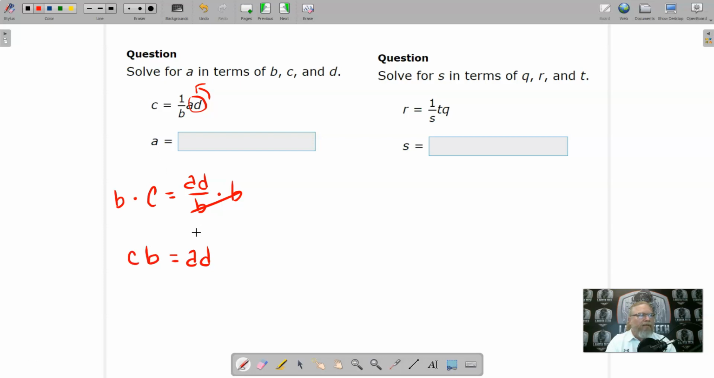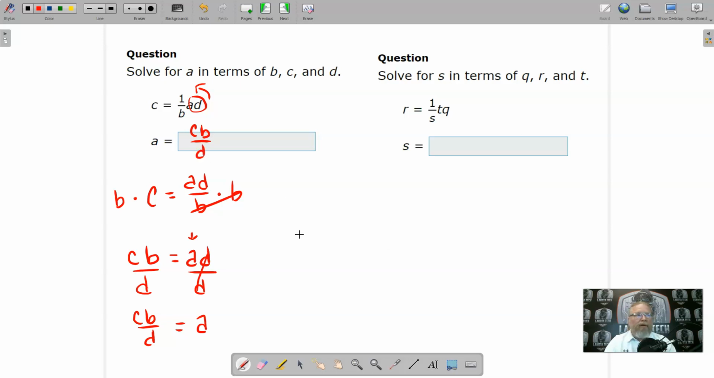Now they want me to solve for A. I see the A is right here being multiplied times D. So let's go ahead and divide by the number we wish to get rid of. And what we do to one side, we're going to do to the other. The D's are going to cancel each other, leaving me with A on the right and CB over D on the left. I've now solved for A. A equals CB over the value of D.